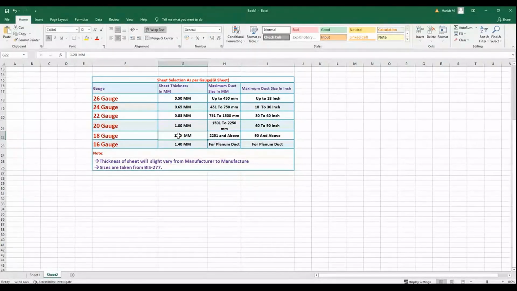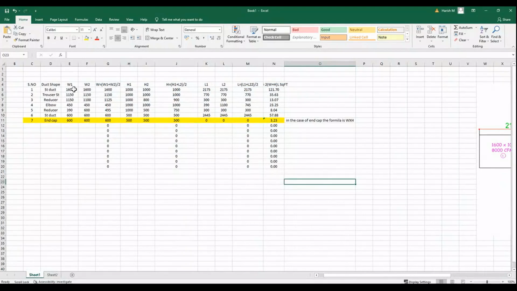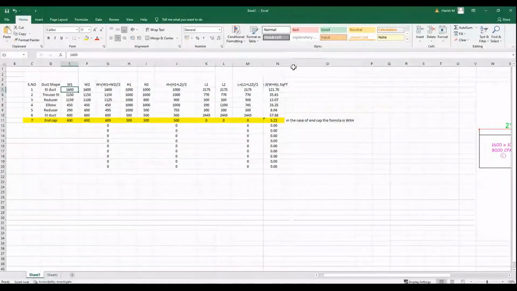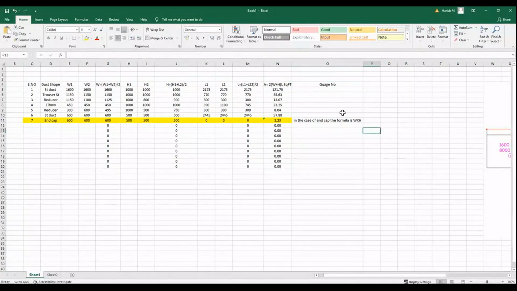18 gauge का thickness 1.20 mm होता है. 16 gauge का thickness 1.40 mm होता है. ठीक है. So make a note of this table. ये table important है. So अभी मैं width देखता हूं. So 1600 कहां पर है? इधर आप गेज नंबर लिखना पड़ेगा. गेज नंबर. ओके, सो गेज नंबर.